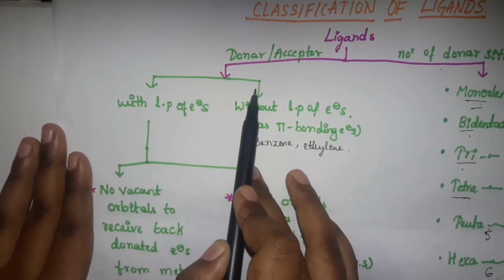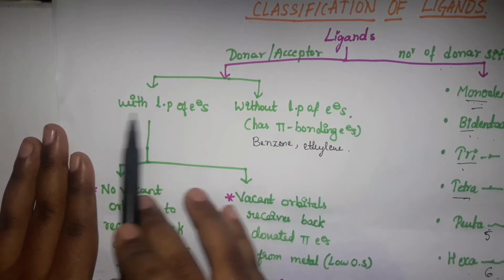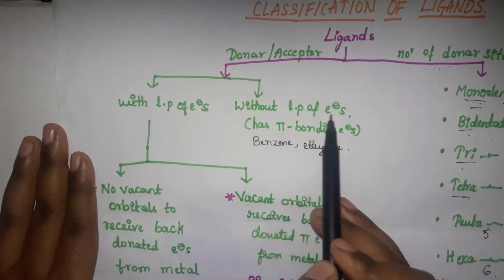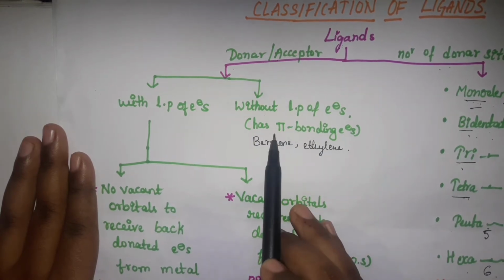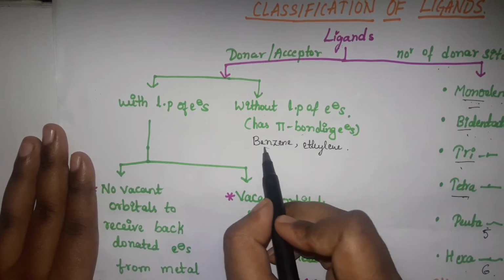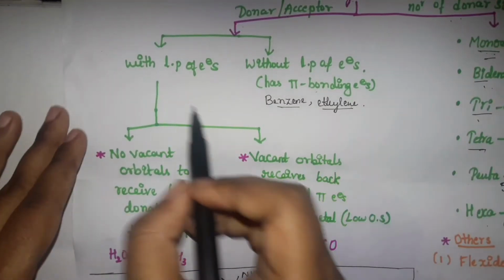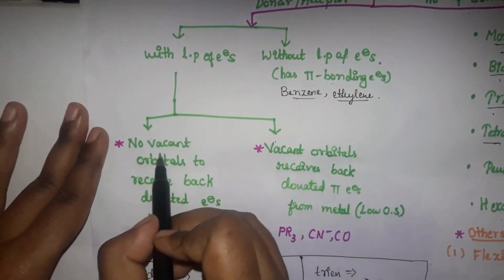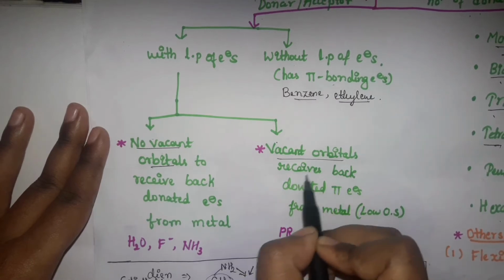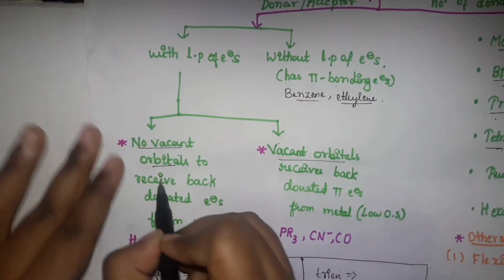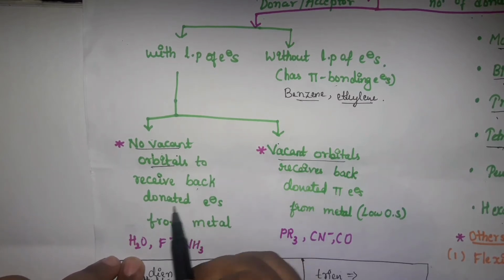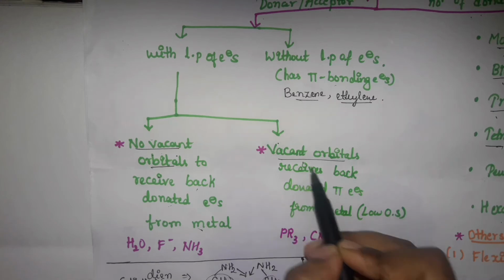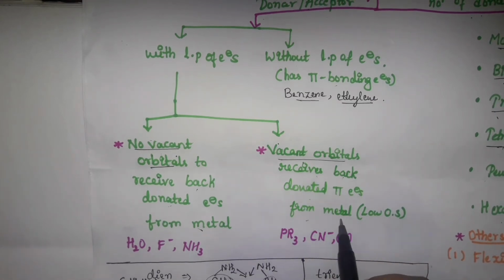This can be further divided into ligands with lone pair of electrons and without lone pair of electrons, but having pi bonding electrons. Examples may be benzene, ethylene. Those with lone pair of electrons can again be classified into two types: no vacant orbitals and having vacant orbitals. If there are no vacant orbitals, you can't get back-donated electrons from the metal. If a vacant orbital is present, then it receives the donated pi electrons from the metal.